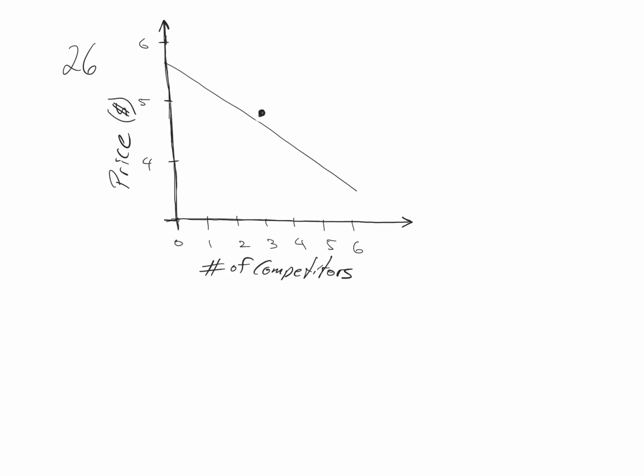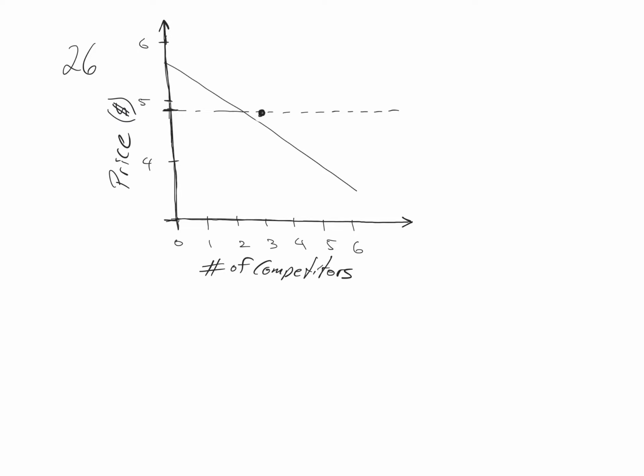In number 26, we have some information about a researcher investigating the relationship between the price of a 4-pack of AA batteries at a convenience store and the number of competitors the store has. And we're given this chart. Let's just jump to the question. It says that another convenience store in the same state sells a 4-pack of batteries for $4.89. So what I've done is I've plotted $4.89, which is about $4.90, so it's going to be right about there.